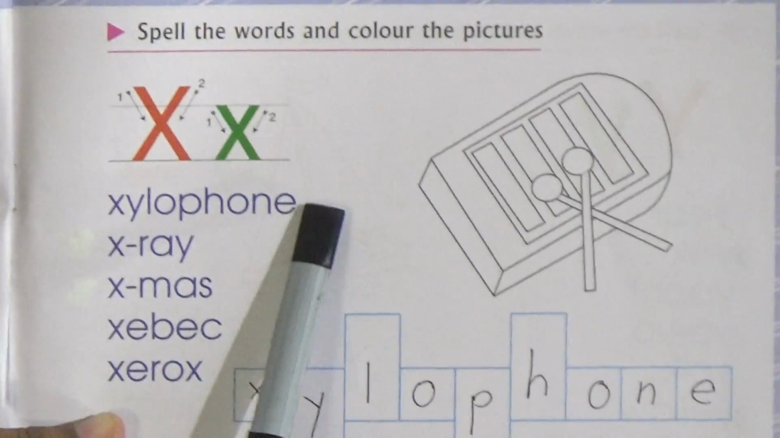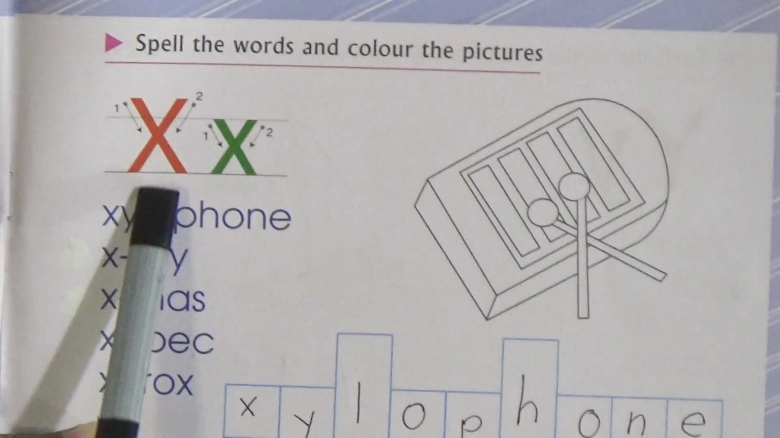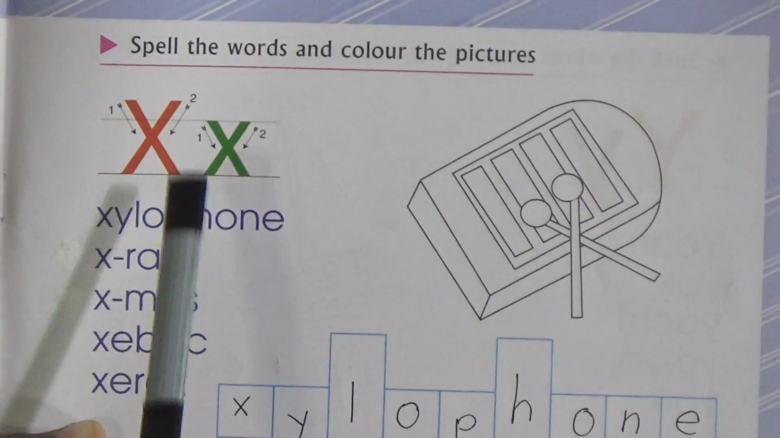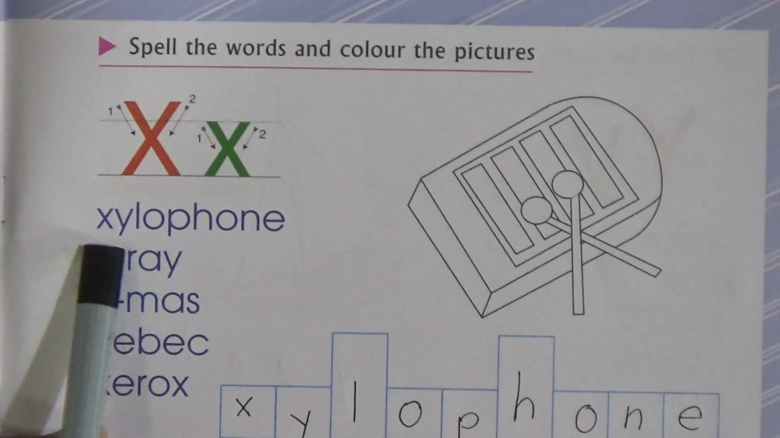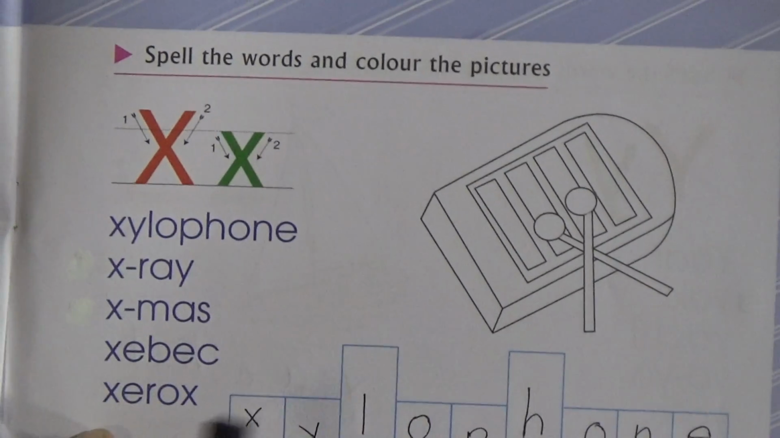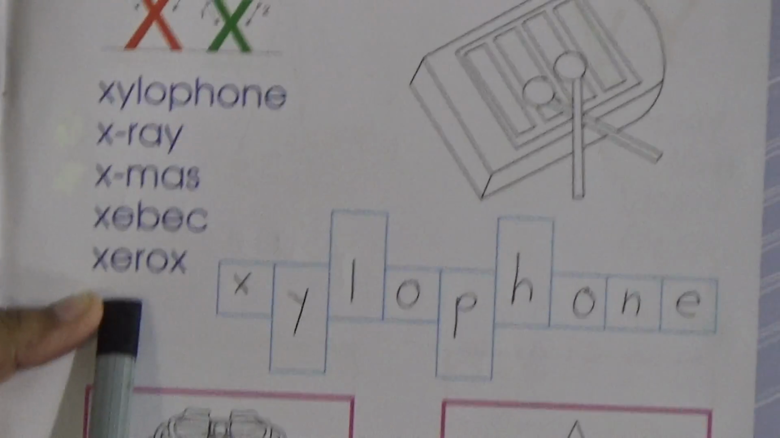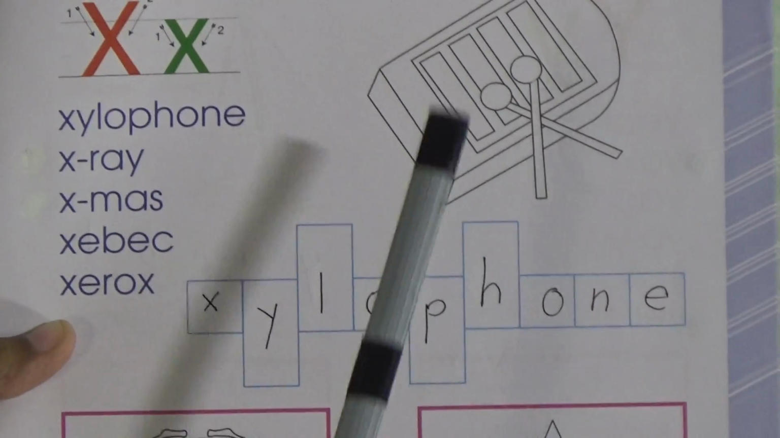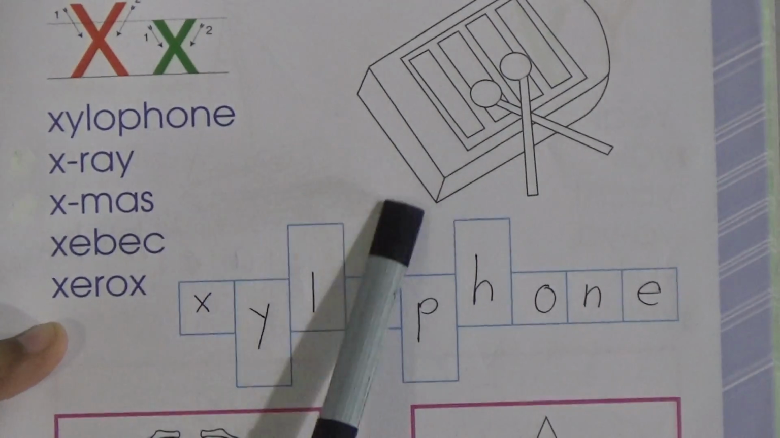So here the letter is X, and you can find here several words that starts with X. First one is xylophone, X-ray, Xmas, Xebec, and Xerox. So look at the picture at first. What is this? This is the picture of a xylophone.